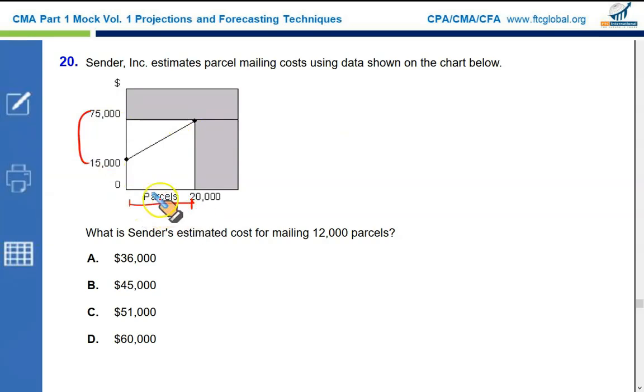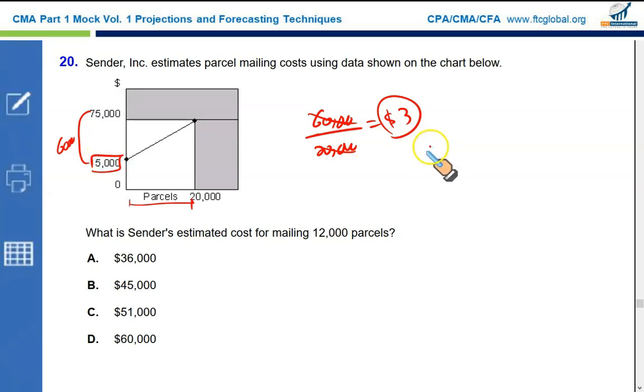If you just see, between 0 and 20,000 parcels, the cost changes by $60,000. So if you want to find the cost per parcel, once this $15,000 fixed cost is paid off, it is going to be $60,000 as the cost for 20,000 parcels. So that will give you $3. $3 is the variable cost per parcel and $15,000 is the fixed cost.